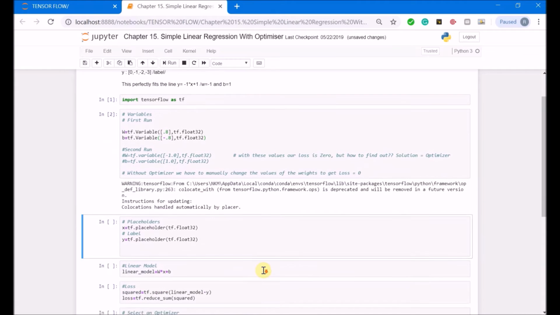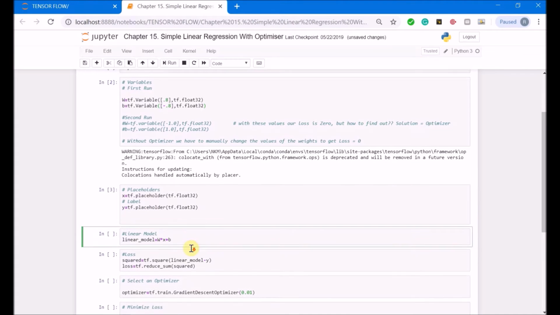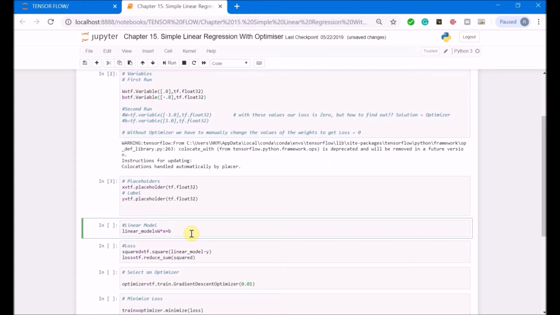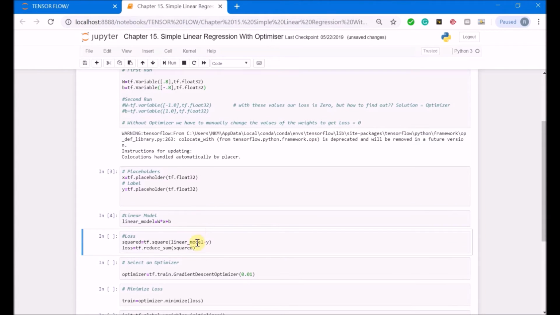We run this as well. We have x and y as placeholders, float32 type. Our linear model is still the same, y equals Wx plus b, wherein c we are calling b. It doesn't matter, you can change it the way you want to.